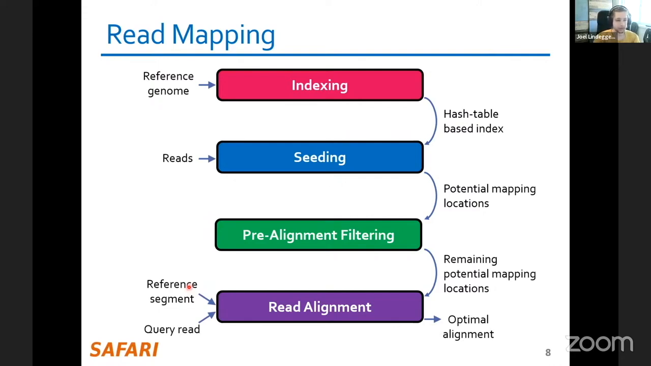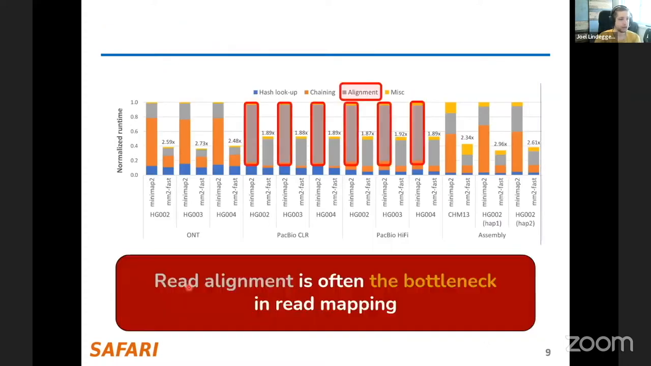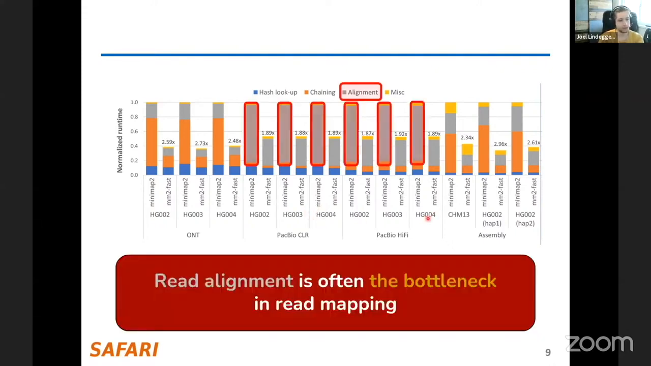So as it turns out, this alignment part is really where much of the issue is in this pipeline. So if you look at this recent paper, accelerating long read analysis on modern CPUs, they benchmarked this state-of-the-art read mapper, Minimap2, and they observed that in many of these cases, not all of them, but in many of these cases, the read alignment is really the bottleneck. So you can see here on the y-axis execution time, and just the vast majority of the execution time is occupied by the gray bar, which is alignment.